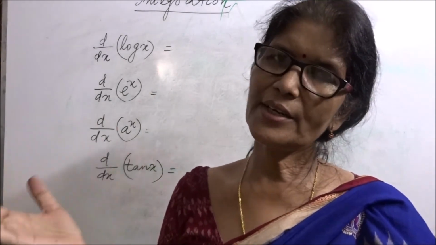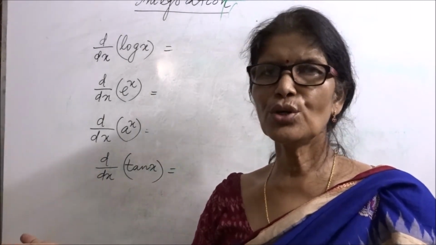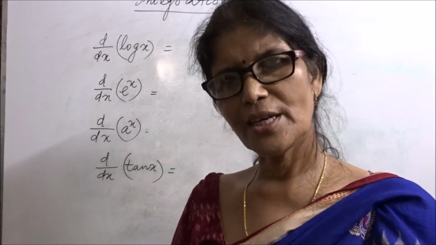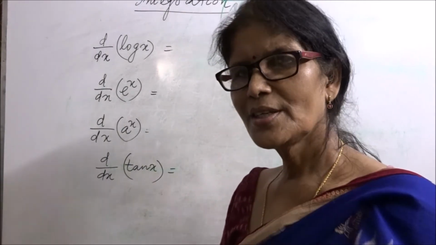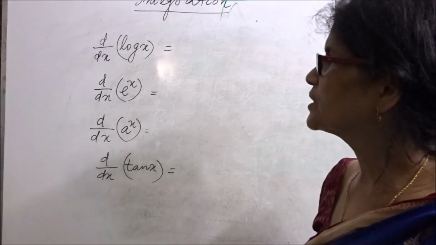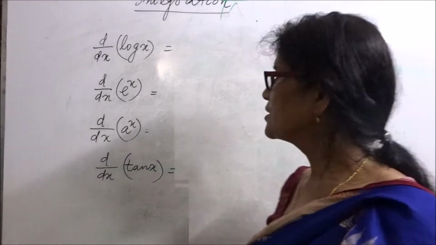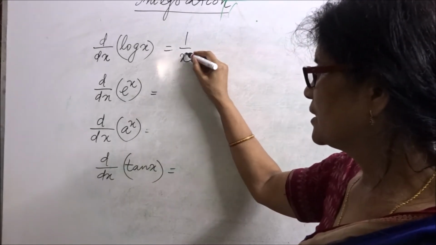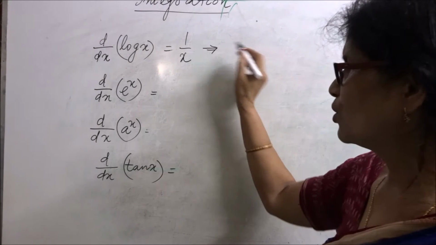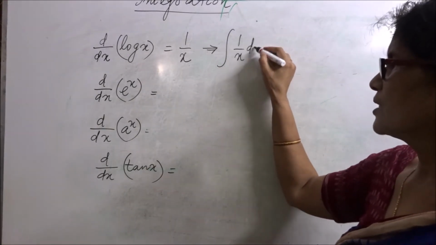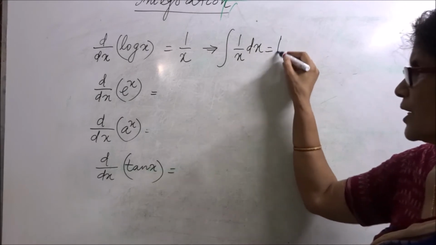So you can see some functions on the screen. You can write the derivative and you can go in the opposite direction to find the antiderivative. Try to do it yourself, otherwise I am there to help you. So first, the derivative of log x is equal to 1 by x. Just now we discussed this, which implies that I'll go opposite. So the integration of 1 by x is equal to log x plus c.